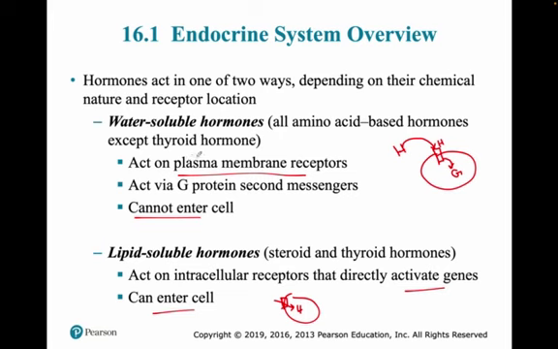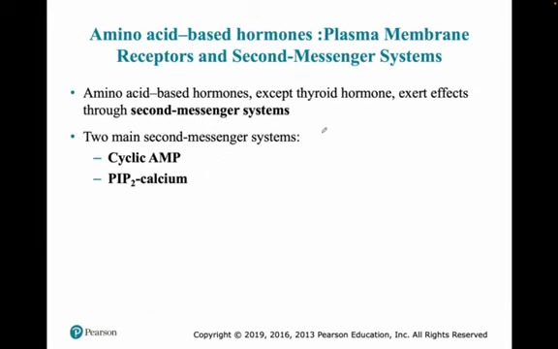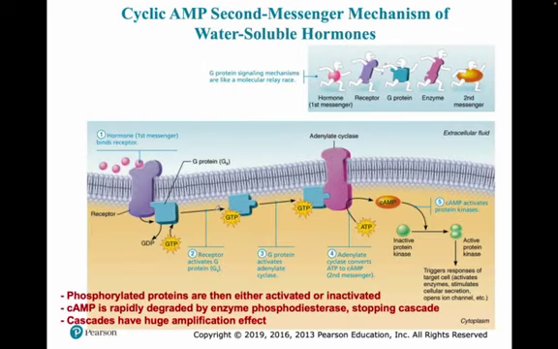So we'll first talk about the water soluble hormones. These water soluble hormones are amino acid based hormones except thyroid, and they act through second messenger systems. And what are these second messenger systems? Cyclic AMP and PIP2 calcium, IP3, all of these are second messenger systems.